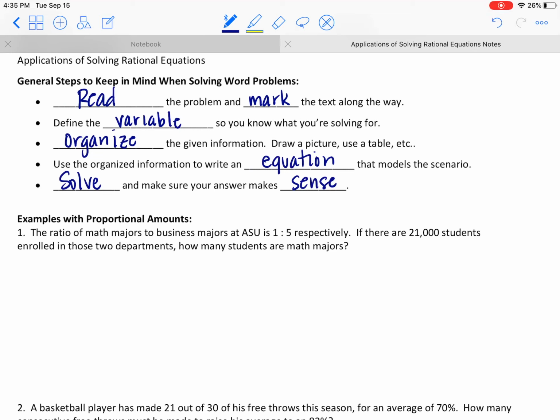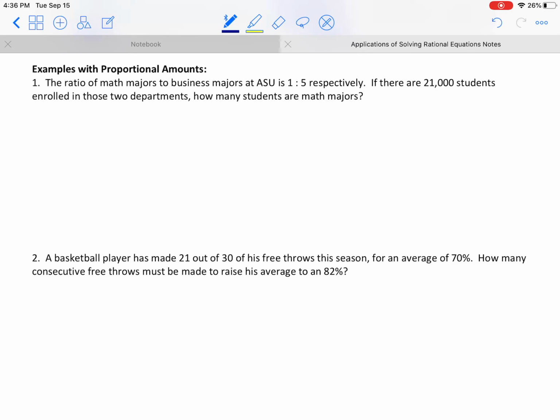So the first 3 examples we're going to look at are examples with proportional amounts or ratios that we can write for proportional amounts. And the good news with proportions, we know, is that we can cross multiply to solve, so that's the easier type to solve. Alright, so it says for this first one that the ratio, which is a fancy word for fraction, of math majors to business majors at ASU is 1:5. If there are 21,000 students enrolled in the 2 departments, how many students are math majors?